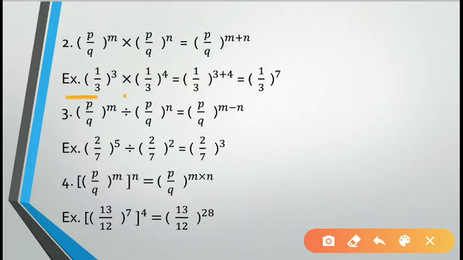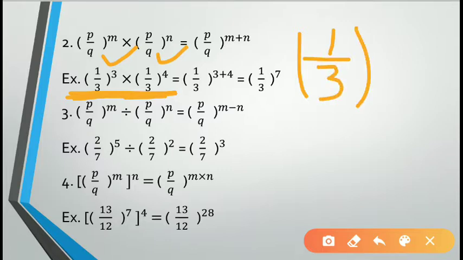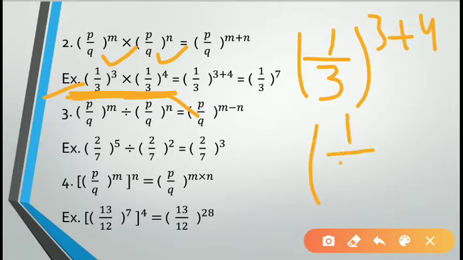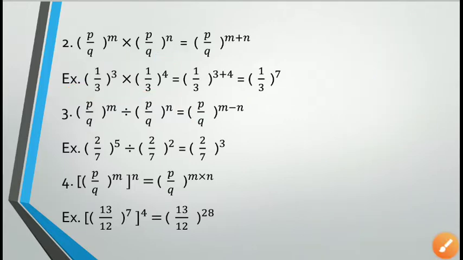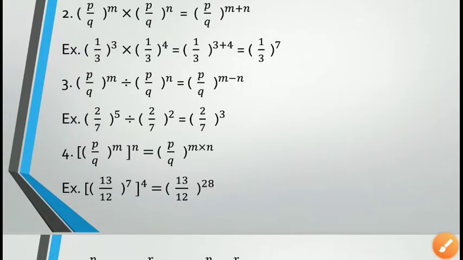Suppose there are two rational numbers 1 by 3 and 1 by 3, and for the first 1 by 3 the power is 3 and for the second 1 by 3 the power is 4. Both the rational numbers are the same. Yes, 1 by 3 is common, so write 1 by 3. And since the bases are the same, the powers will be added, that is 3 plus 4, which is 7. So this is your answer. This was your second law of exponents.